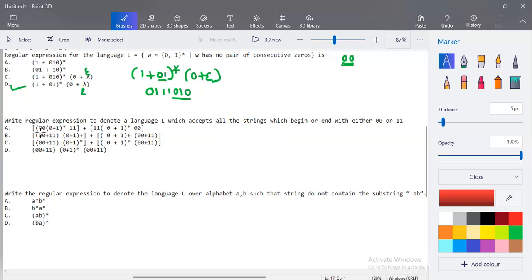Okay, so first problem is, we have two pairs. In the starting pair, it starts with 0, 0. The input exactly starts with 0, 0, followed by (0 or 1) the whole star and ends with 1, 1. Okay, plus either this or it exactly starts with 1, 1 followed by (0 plus 1) the whole star, 0, 0. So this actually consists of either this pair will come into picture or this pair will come into picture. But our question is all the strings which begin or end with either 0, 0 or 1, 1, either begin or end.